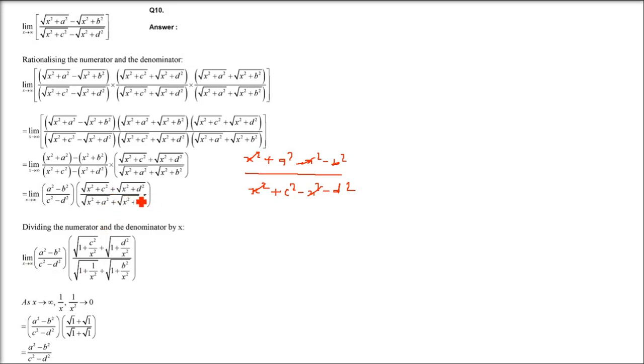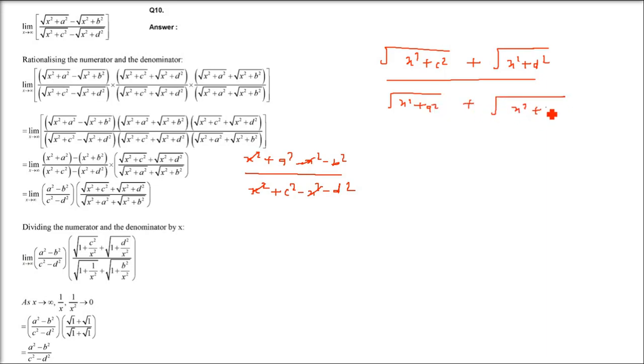Now you just see this. So how to deal with this? Say, this is under root x square plus c square plus under root x square plus d square, divided by under root x square plus a square plus under root x square plus b square. I'll tell you what we are doing. We have to divide all the terms by x, numerator and denominator, that is, you are taking x from the under root.